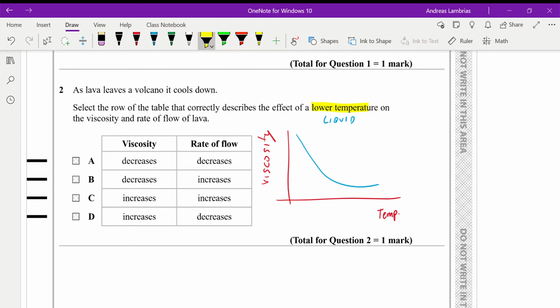So what happens to viscosity when we have lower temperature? Of course, as we just said, it increases. So these two are the possible answers. And if the viscosity increases, what happens to the rate of flow? It decreases. Therefore, D is the right answer. So as I mentioned before, if we look at a similar graph for gases, for a gas, it will be something like that. So in a gas, as the temperature increases, viscosity increases as well.